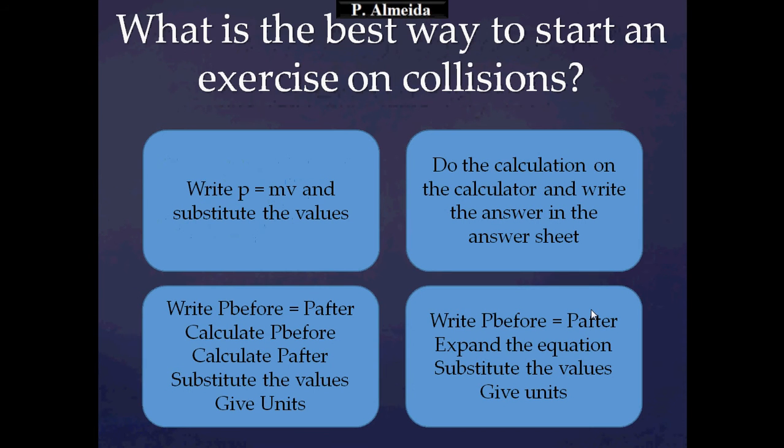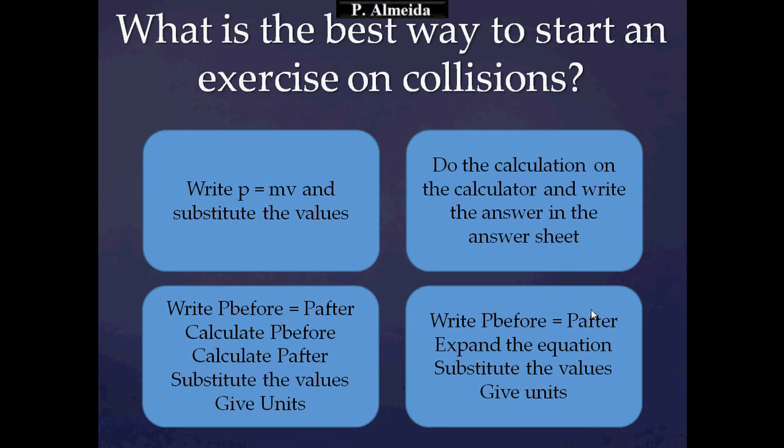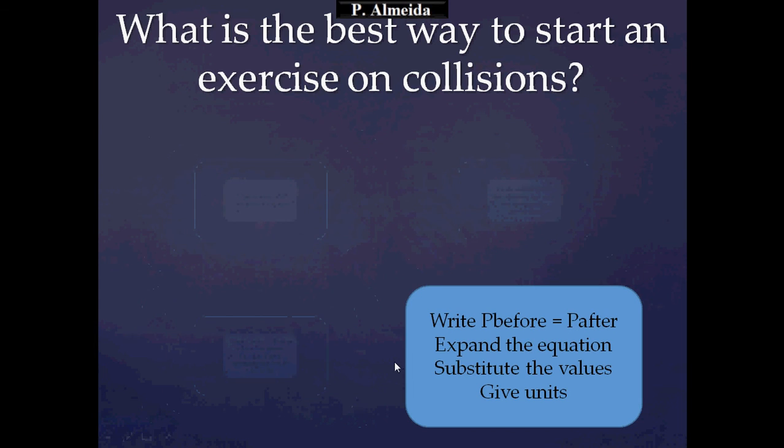The best way to start an exercise on collisions: you should write the momentum before and after, expand the equation, substitute the values, calculate and give the units. So it would be the last option out of all the options shown here, okay? This one would not be enough for an exercise with collisions. This is not good enough because you're not getting full marks if the answer is wrong, since it didn't show your working. This one is not too bad, but remember that you don't know the momentum after or before, so it's better to expand the equation, substitute the values, give the unit. This one is almost right, but you need to expand the equation because you cannot calculate one of the momenta, okay? So that's why it is the last one.